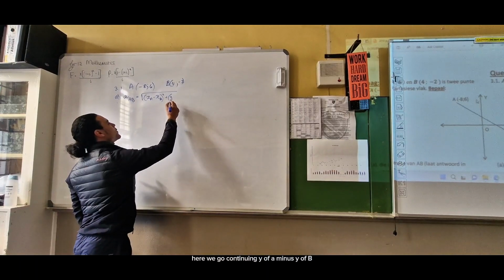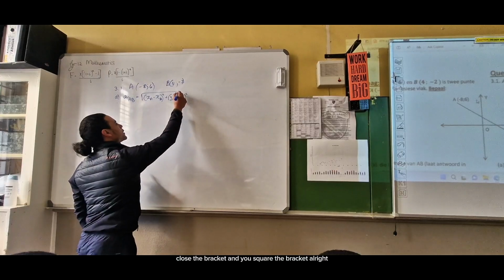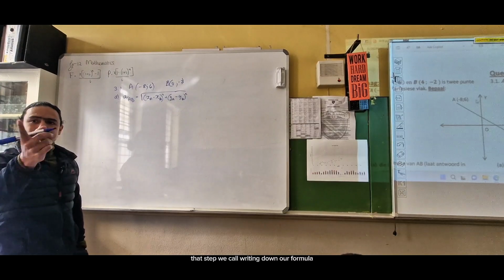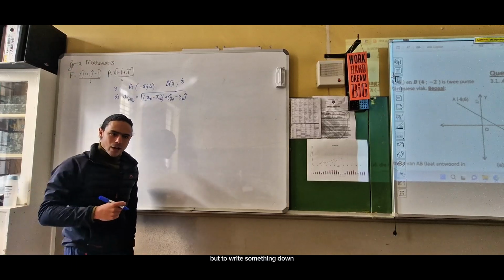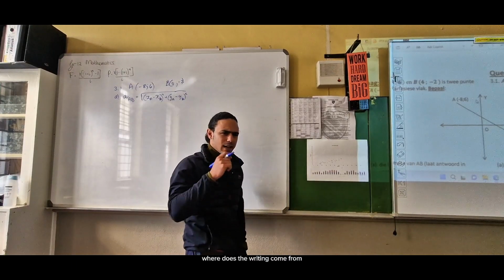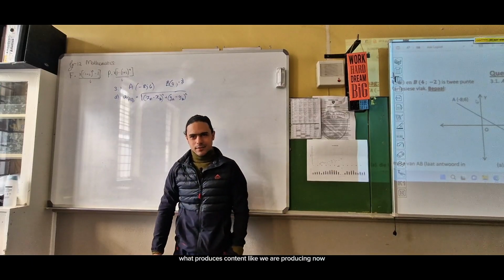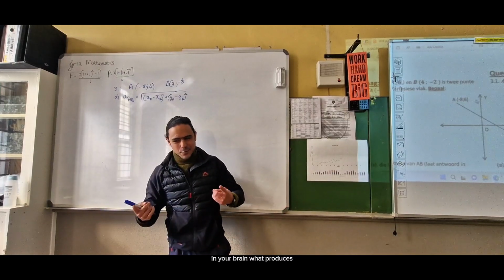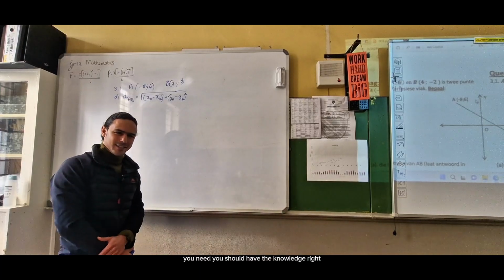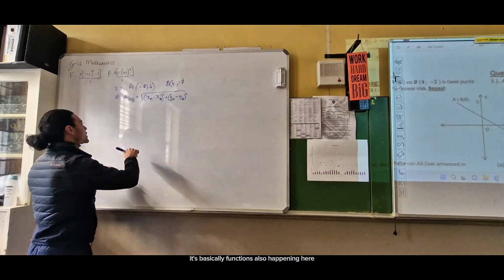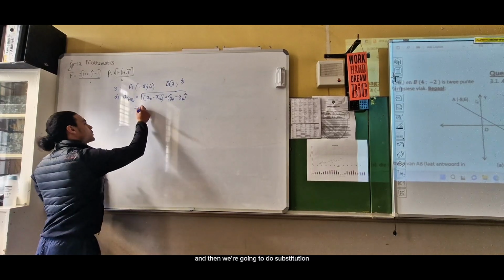Here we go, continuing: y of A minus y of B, close the bracket and you square the bracket. All right, that step we call writing down our formula. But to write something down, where does the writing come from? Your brain. You should have the knowledge, right? We do substitution. We want to determine this, and then we're going to do substitution.